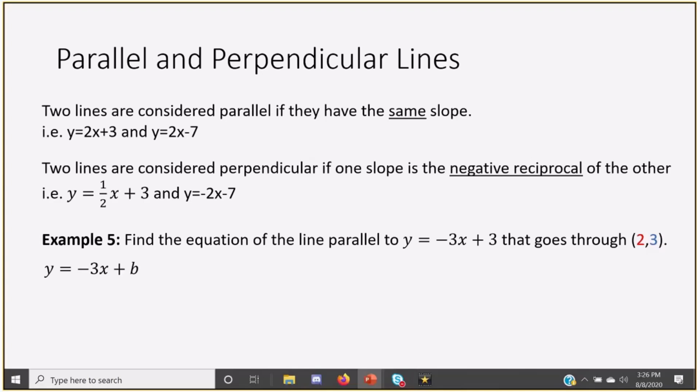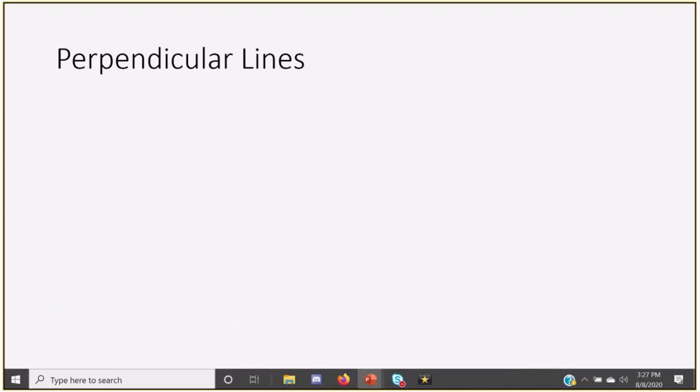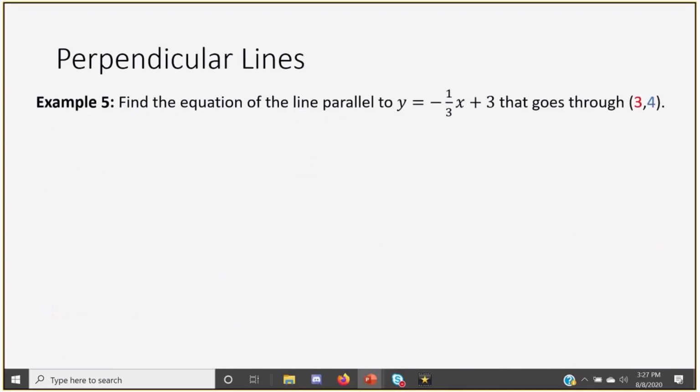So I took my slope, I'm moving forward, and now I just take this y equals negative 3x plus b. I plug in my point 2 comma 3, 2 for my x, 3 for my y, and then I solve for b. Negative 3 times 2 is negative 6, add 6 to both sides, I get 9. And so my new equation is y is equal to negative 3x plus 9. And if I were to plot it, I would have almost those railroad tracks that never intersect with each other.